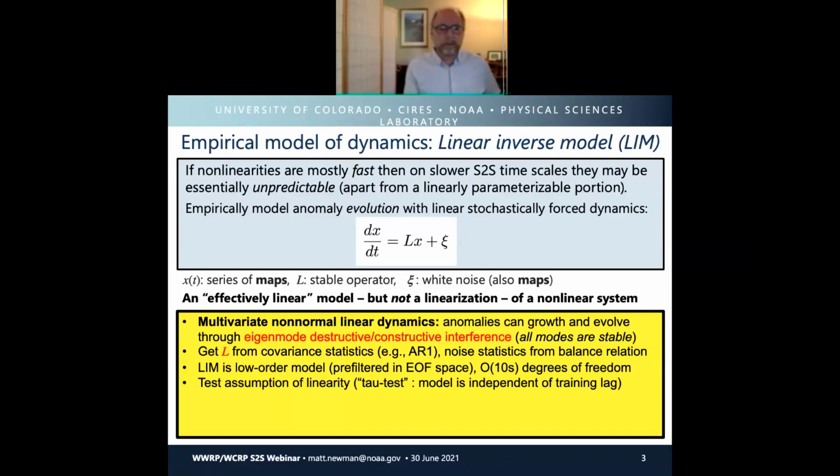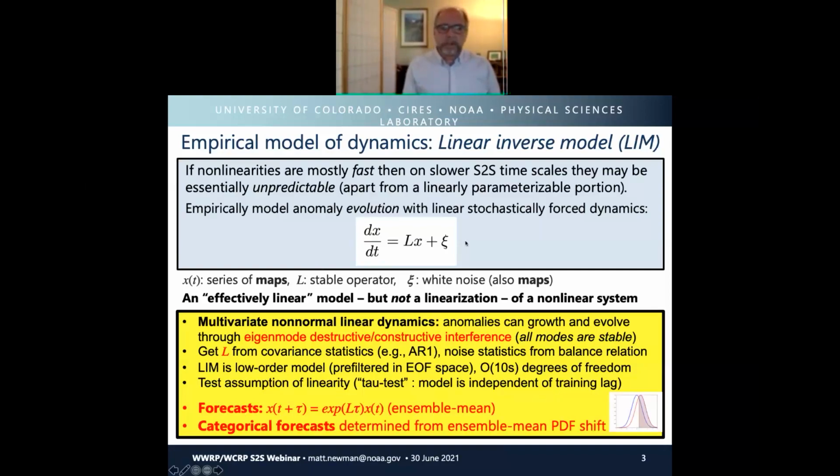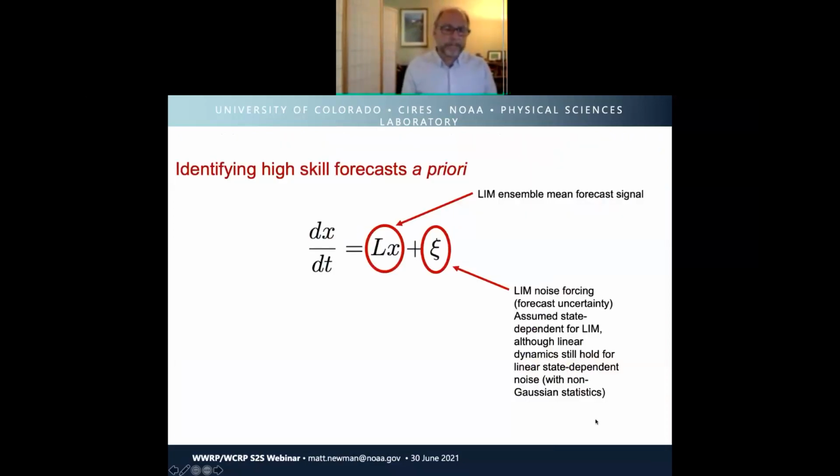That's fairly straightforward. Then with an equation like this, the ensemble mean forecast is very simply derived. So we can determine forecasts for any lead time. Of course, these are probabilistic forecasts. It's really a Gaussian distribution due to the noise. So in fact, we can also issue categorical forecasts just from that ensemble mean PDF shift.